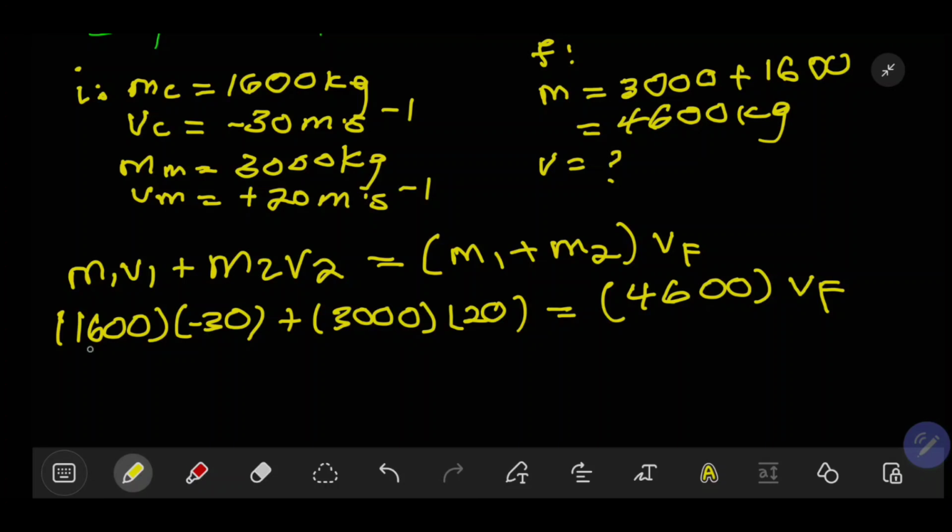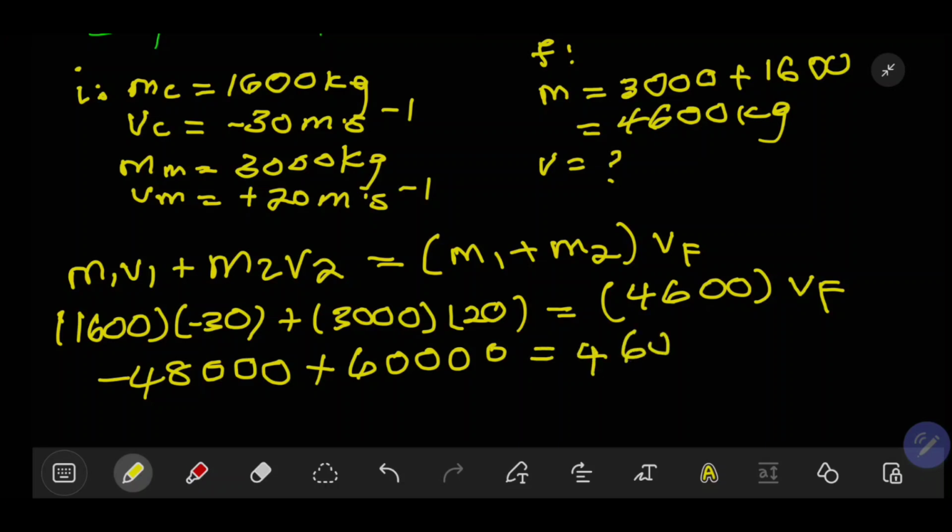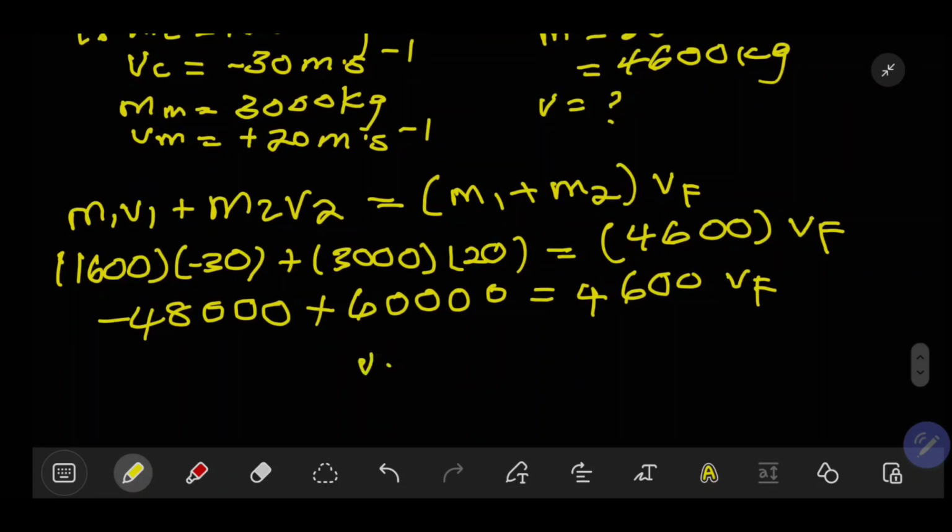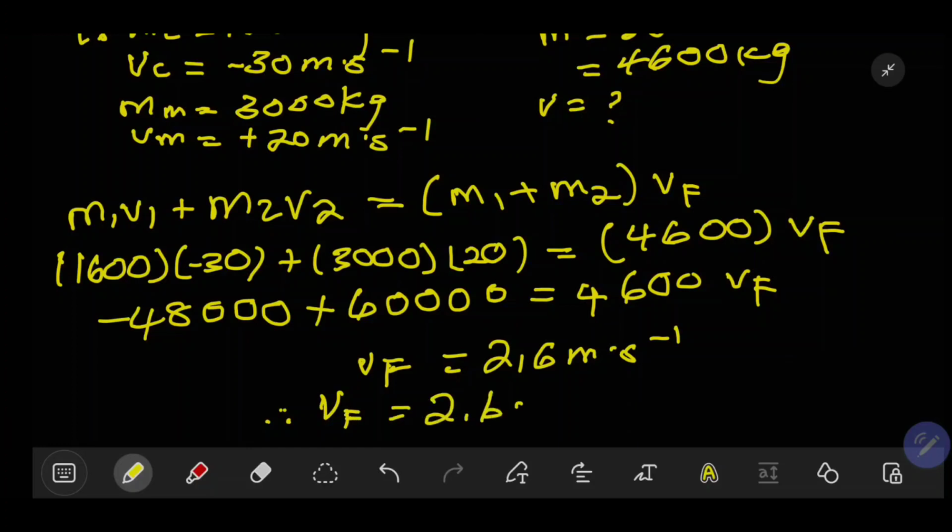Then when we do the maths, we get negative 48,000 plus 60,000 on this side, which equals 4600 multiplied by our v final. Then when you punch your calculator, you get that your v final becomes 2,6 meters per second. Our answer is positive, therefore our velocity is 2,6 meters per second to the right.